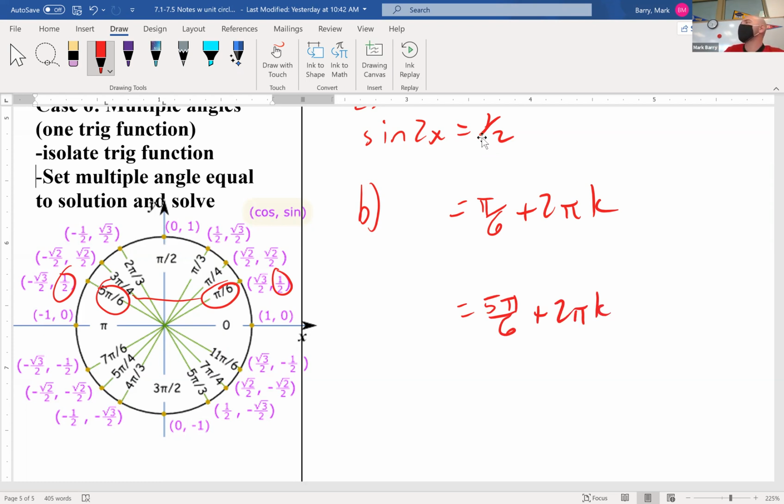So why did I leave the front blank? Okay, because normally if this said sine x equals 1/2, I would have just said x equals those 2 formulas and been done, right? But now that it equals 2x, I'm setting those equal to 2x instead of equal to x.